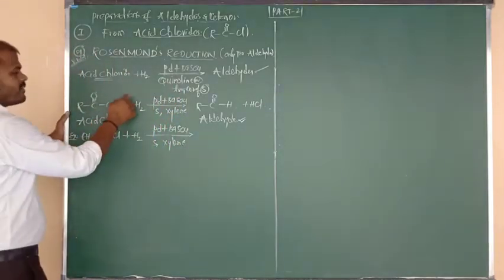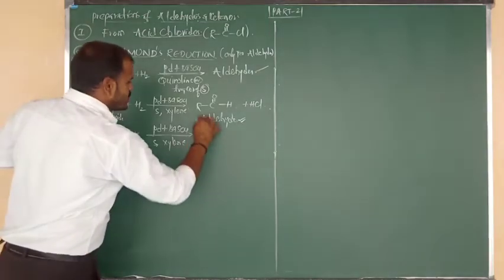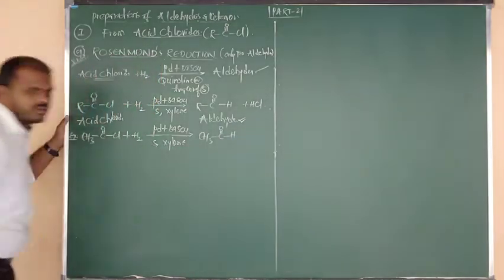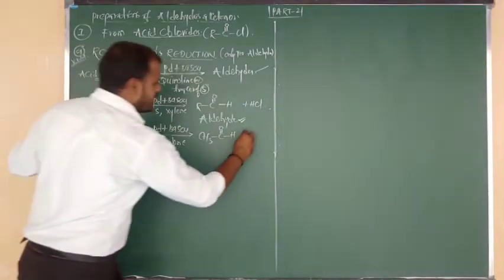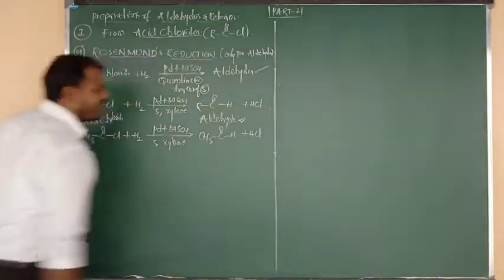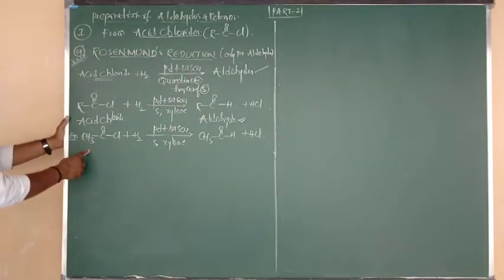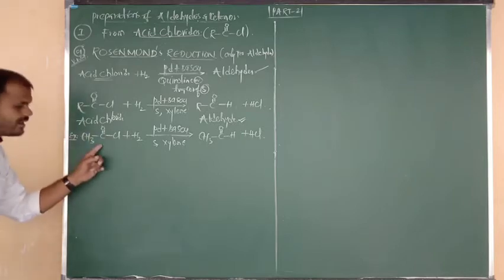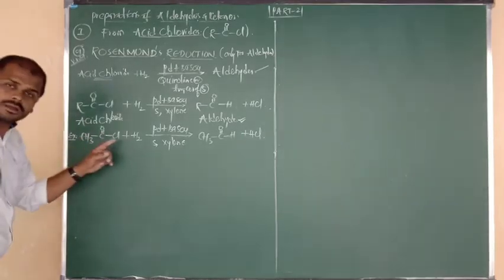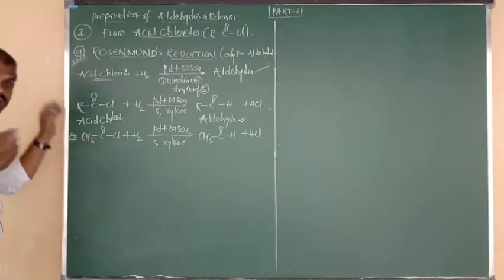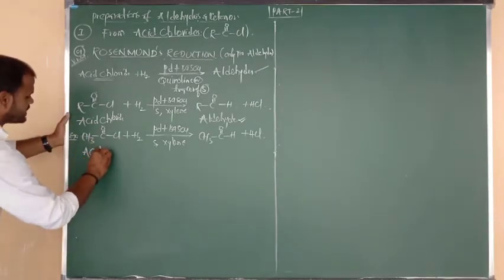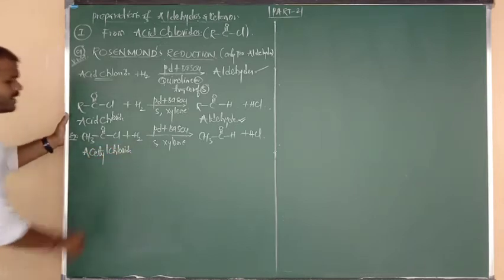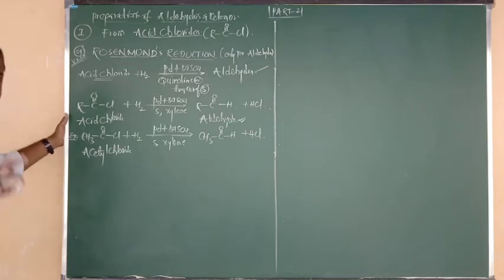So Cl is replaced by what? H. Here also Cl is replaced by H. So in the R place, what do we write? CH3. CH3 bonded to C double bond O, connected to H. One hydrogen combines with Cl and is eliminated in the form of HCl. What is the name of the starting compound? It's CH3 C double bond O Cl. This is called acyl chloride, acid chloride, or acetyl chloride. You can use both names, no problem.